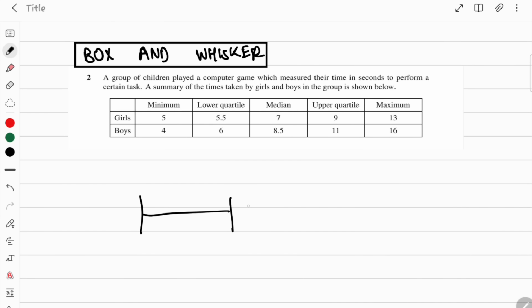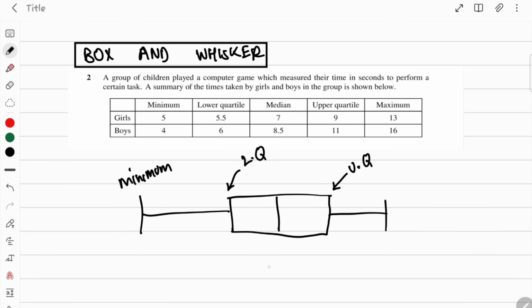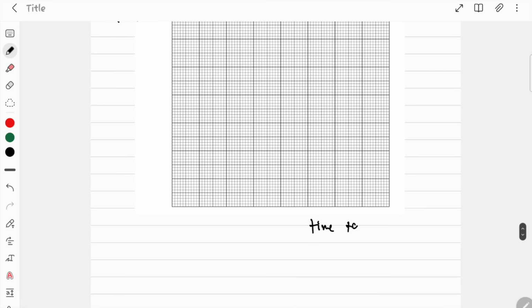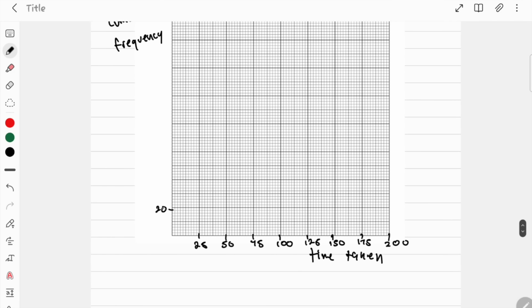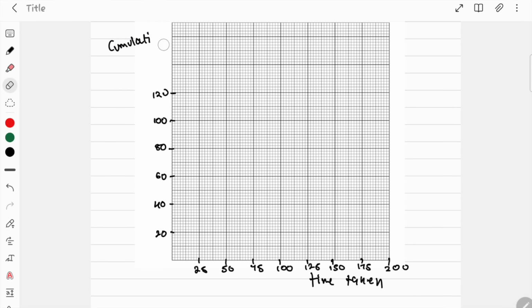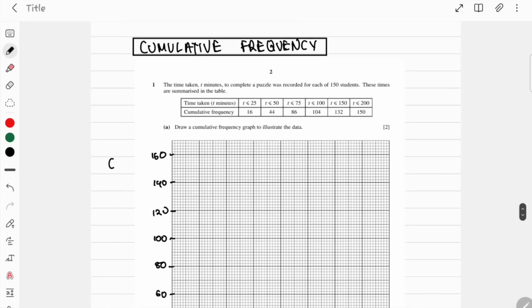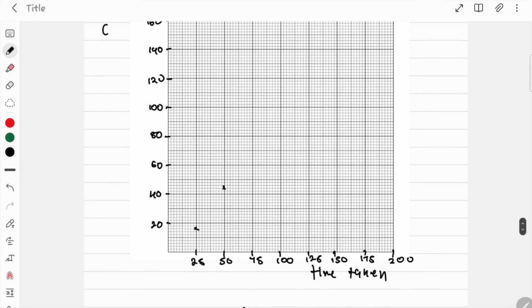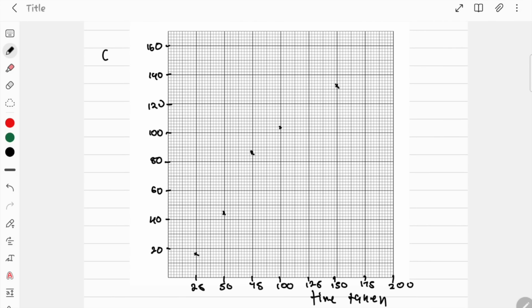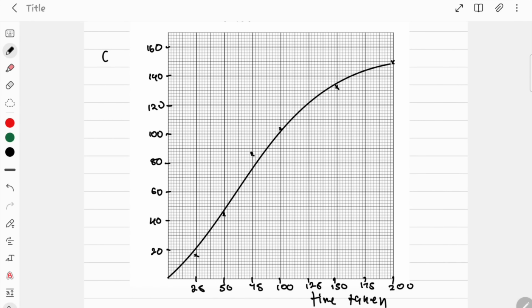Let's move on to the box and whisker, which is a bit easier. So we have the minimum point, lower quartile, upper quartile, median, and maximum. Now coming to cumulative frequency. For cumulative frequency, on the y-axis we have the cumulative frequency, and on the x-axis in this case time taken. So simply you have to plot up the points and then make your curve as smooth as possible.